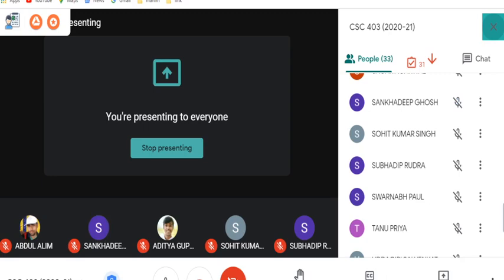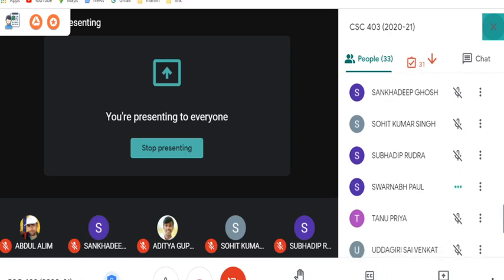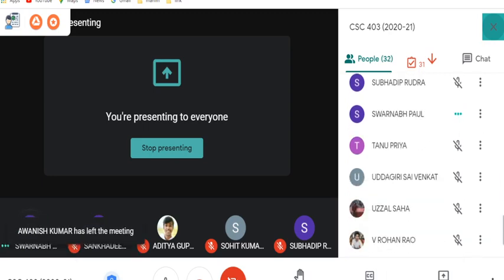Shornov Pal. Yes, sir. Can you tell me why the stack cannot be negative? Because we are only popping until the stack is not empty. If the stack is empty, we stop there. Very good.